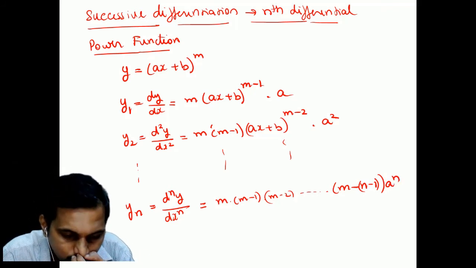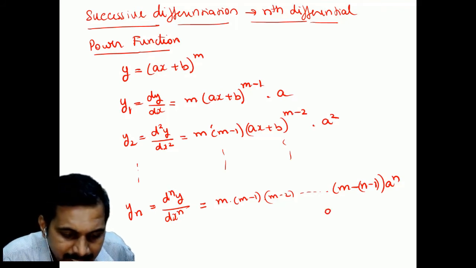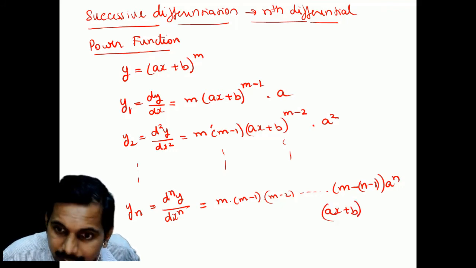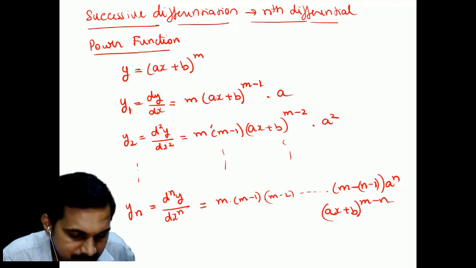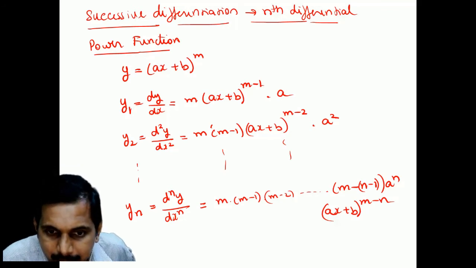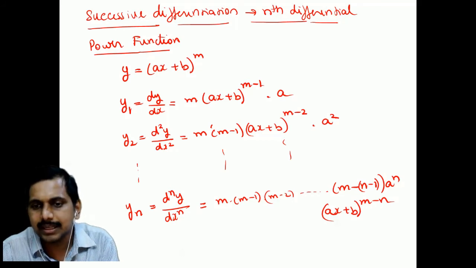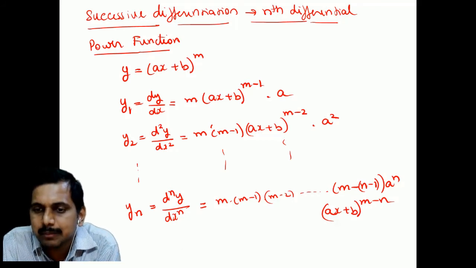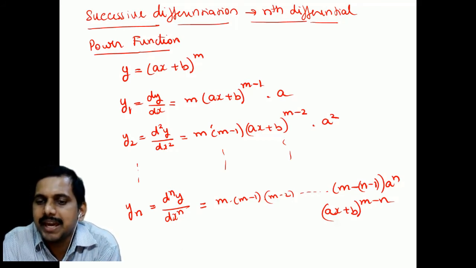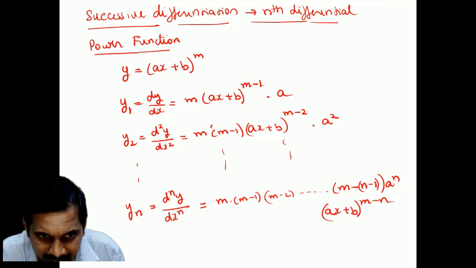First differentiation you got 1, second differentiation you got 2, so you will get a raised to n, ax plus b raised to m minus n, correct students? So that is how the things are. So we get m into m minus 1 into m minus 2 like that, into m minus n minus 1, a raised to n, ax plus b raised to m minus n. This is the case. Now there are various cases here.